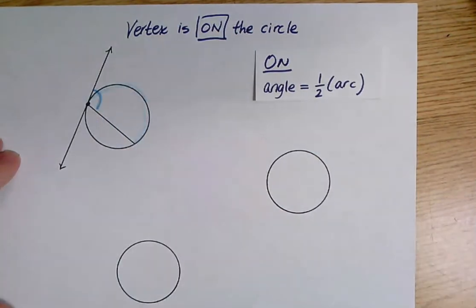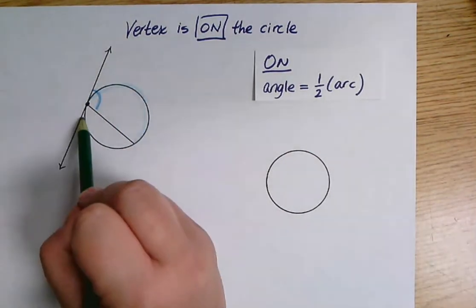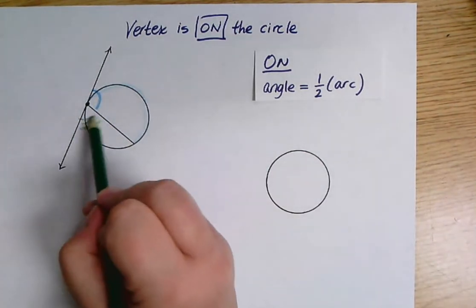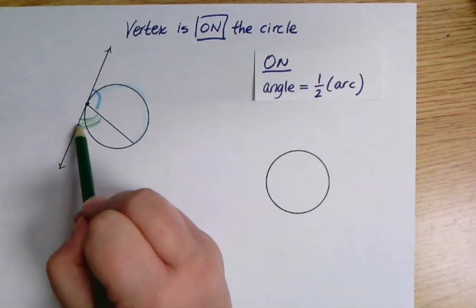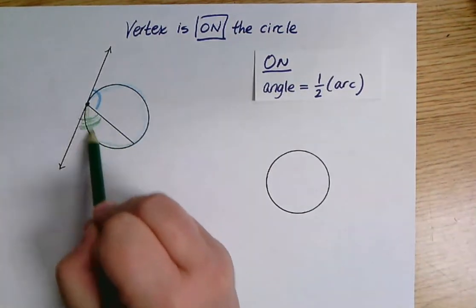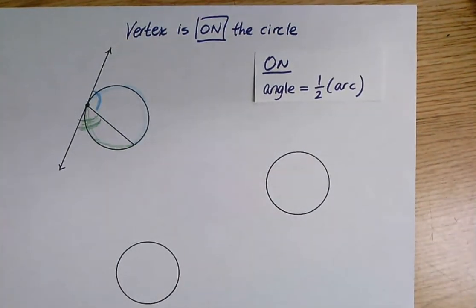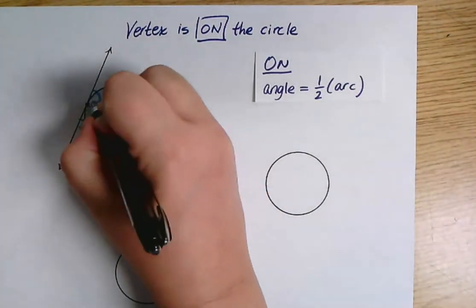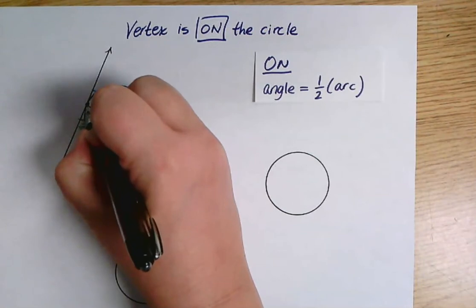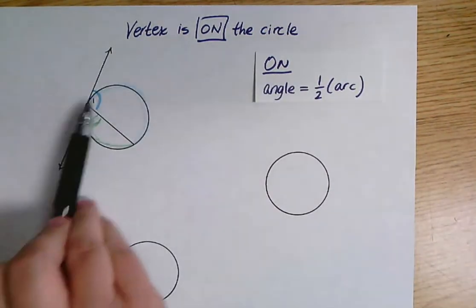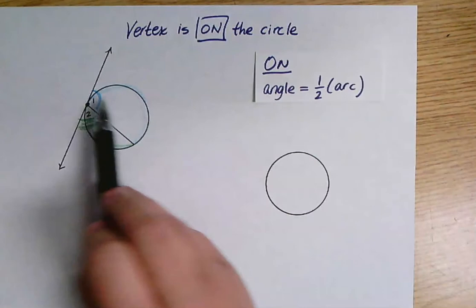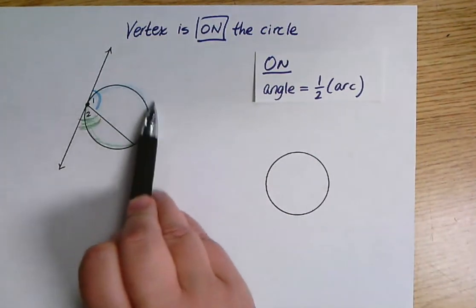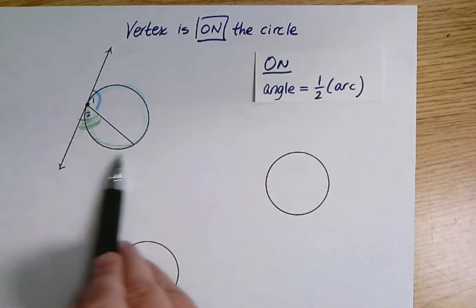The other one is over here, and that particular angle intercepts this arc. Notice that together those two arcs make up the whole circle. So I'm going to name those angles angle 1 and angle 2. Angle 1 would be half of the arc over here that it intercepts, the blue arc. Angle 2 would be half of this arc.